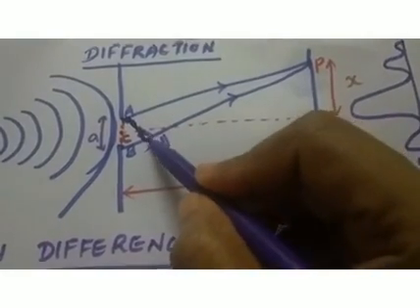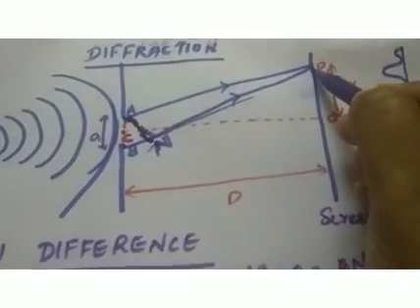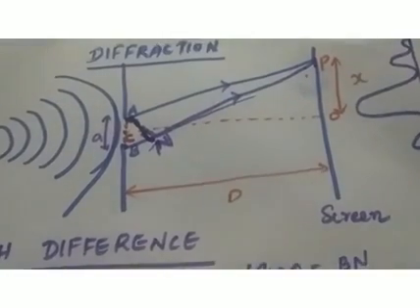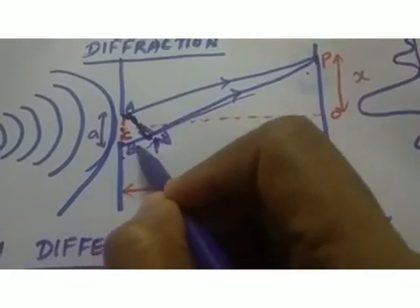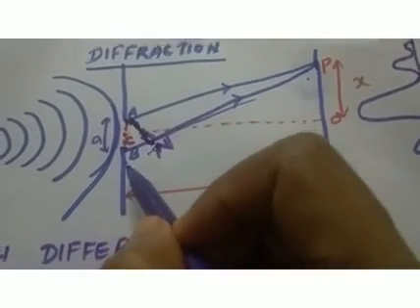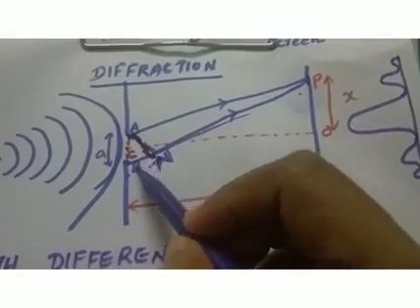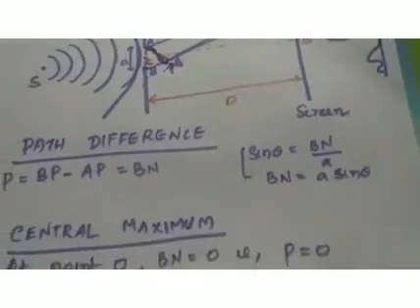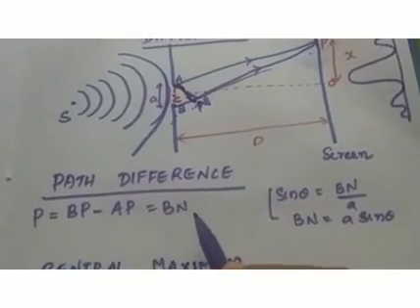If we consider the path traveled by the waves from this point onwards, this distance, that means NP and AP, both are the same. So what is the extra path traveled by the waves coming from B? BN. This is the extra path traveled by the waves coming from B. Okay, so path difference is equal to BP minus AP. BP minus AP is BN. So that is the expression for path difference. Path difference p is equal to BP minus AP, that is equal to BN.